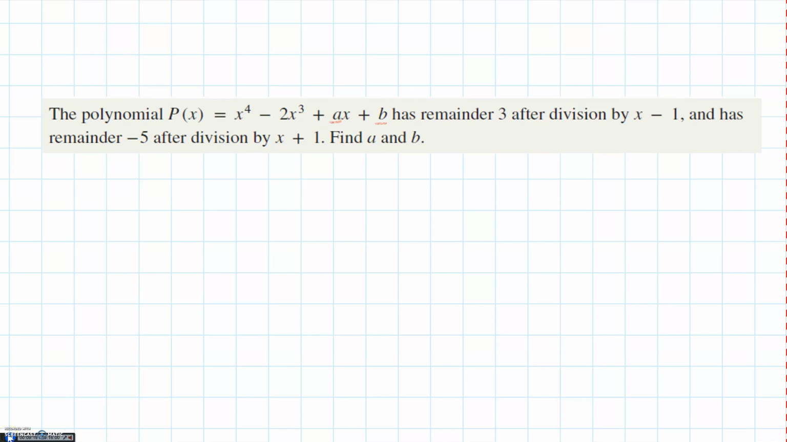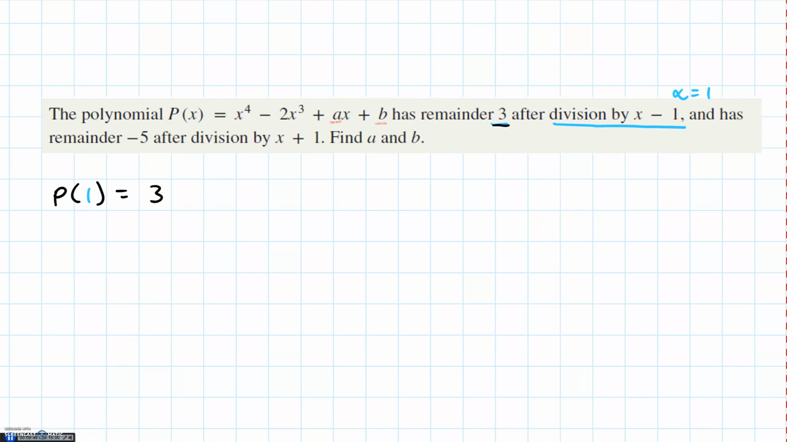Okay, so I'm going to apply my remainder theorem on both of these. Here we've got, when it's divided by x minus 1, it has a remainder 3. So let's do that first part. If I've divided by x minus 1, my alpha value is just going to be 1. So p of 1 is going to be equal to 3. That's what we have over here.